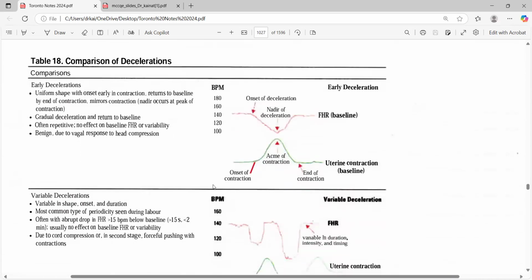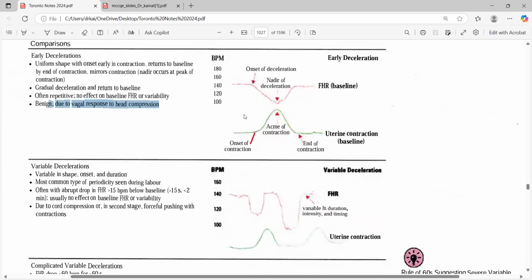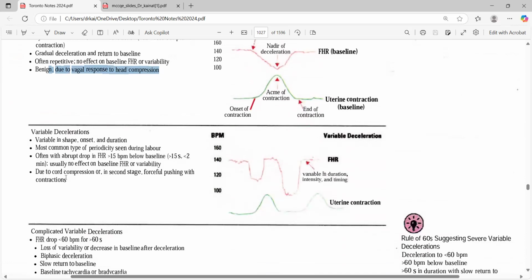Now, when we are talking about this one, you need to remember the causes. The early deceleration is very benign, due to the vagal response to head compression, and I hope you have an idea of how early deceleration works. The variable deceleration is due to cord compression, or in the second stage, forceful pushing with the contraction. In that one, there is variable deceleration. So these are very straightforward questions, or these pictures can be given and you are asked what could be the cause.